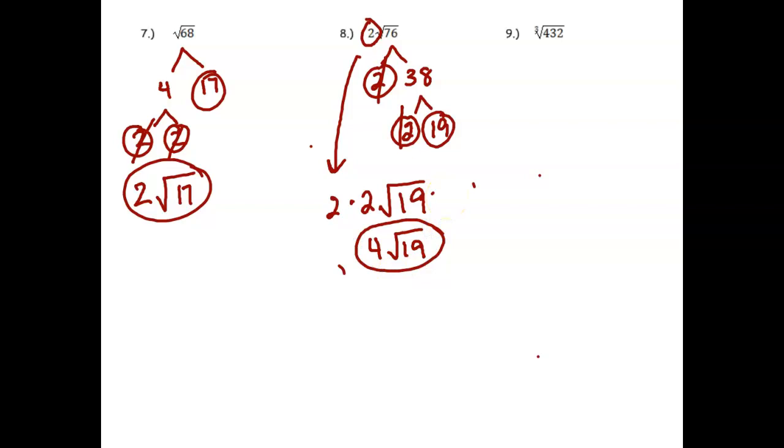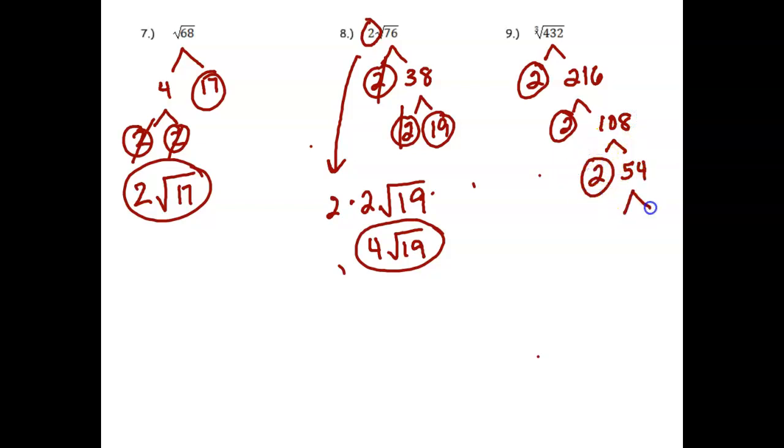All right, so number 9, my index is 3. So let's break it apart. I know it's even, so I could divide by 2 and get 216. And then I can get 2 and 108, and then 2 and 54. And then I could do, let's see, 9 times 6. 9 would be 3 times 3, and 6 would be 3 times 2.